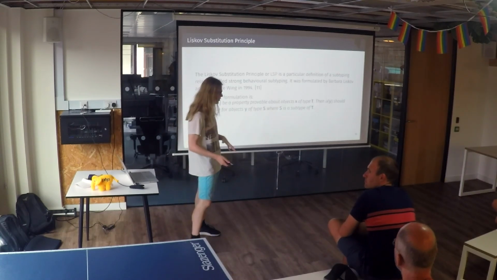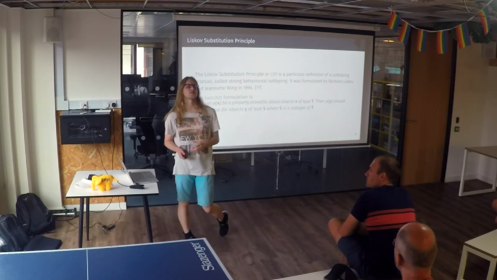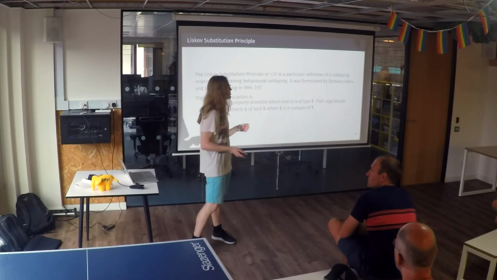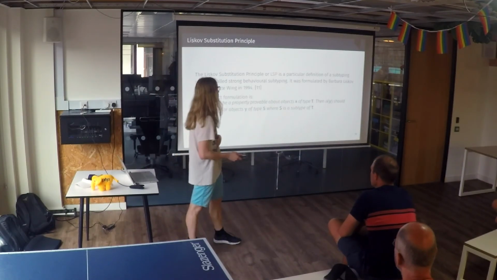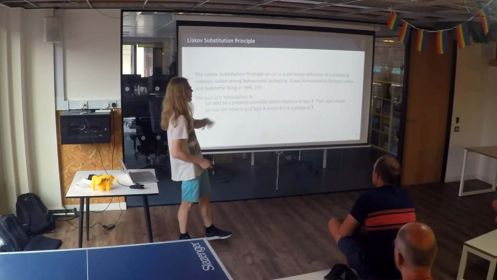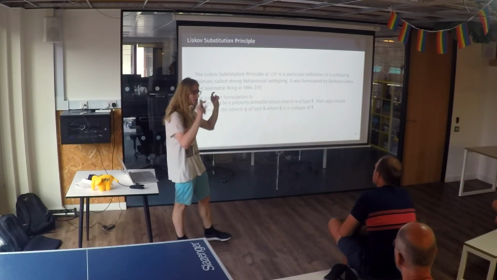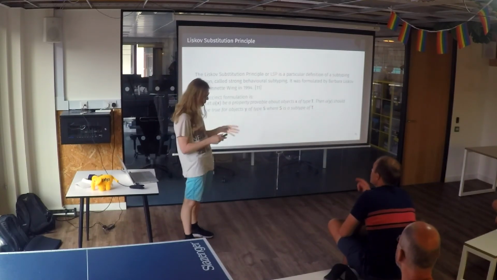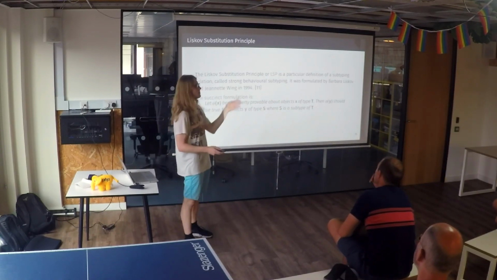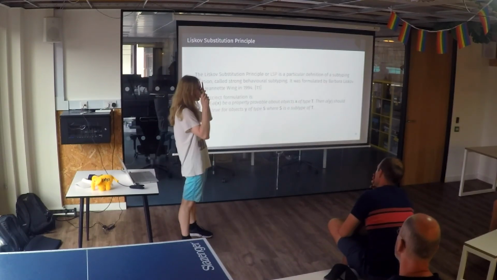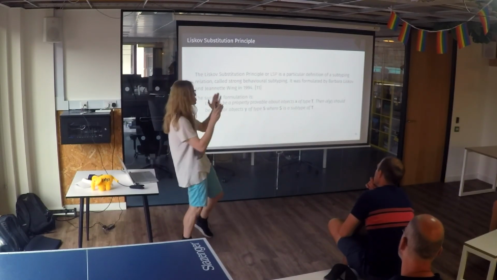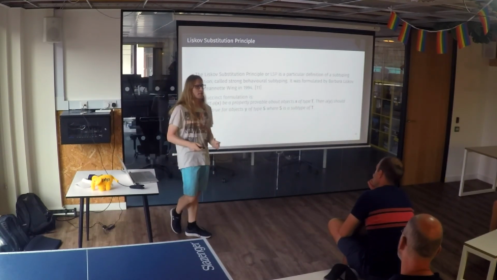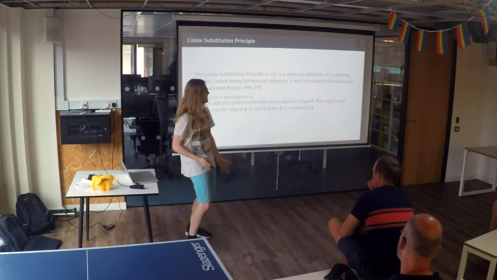The Liskov substitution principle, or LSP, is a particular definition of subtyping, which is called strong behavioral subtyping, and it was formulated by Barbara Liskov and Jeannette Wing in 1994, so by people who are way smarter than me. And the succinct formulation is, let phi of x be a property provable about object x of type T, then phi of y should be true for objects y of type S, where S is a subtype of T. Now, what does this mean?